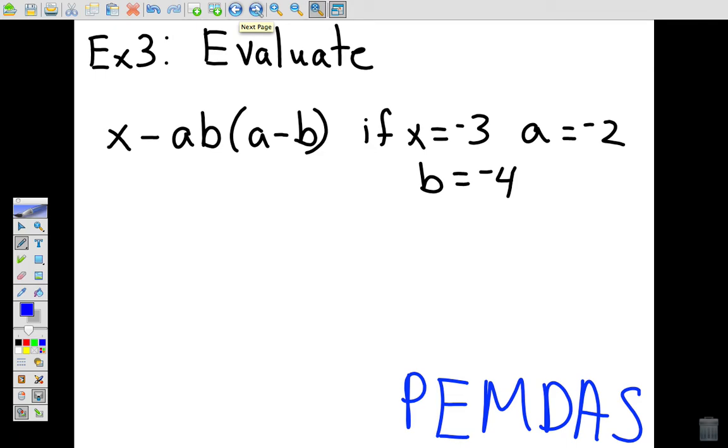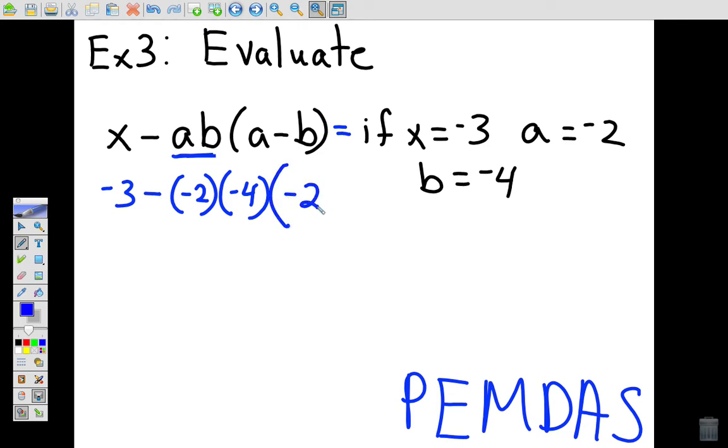All right, so I'm going to find x minus a times b times a minus b. So let's place the numbers in for the letters. I have a -3 minus a is a -2. I'm going to put 2 in parentheses. I'm going to use parentheses to show the multiplication in this one. Times b, which is a negative 4, right? Because AB means A times B, parentheses, then I have A, negative 2, minus B, negative 4.